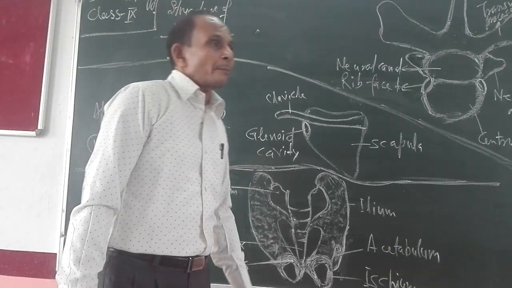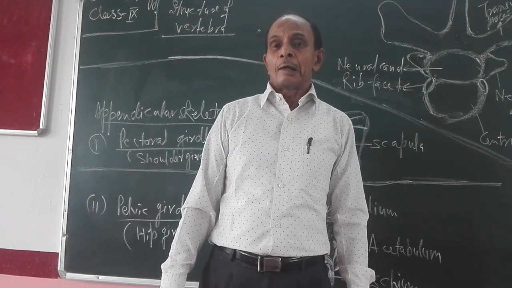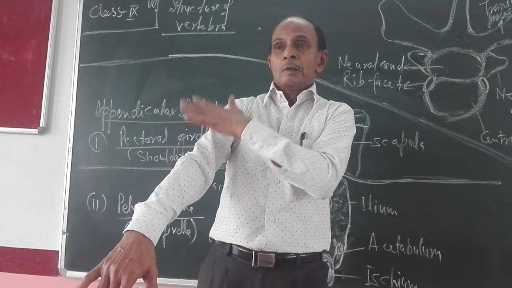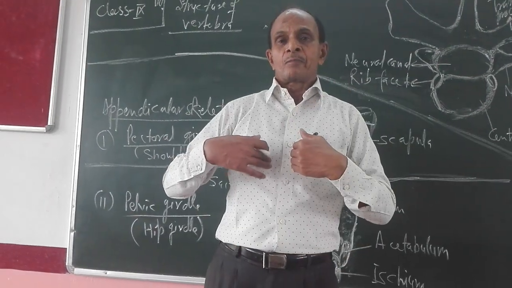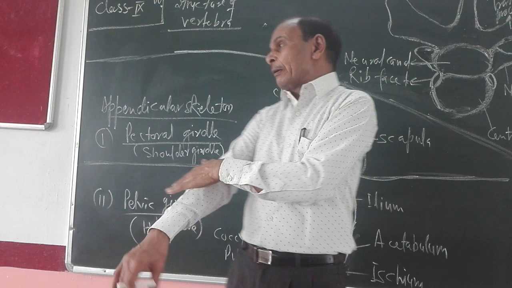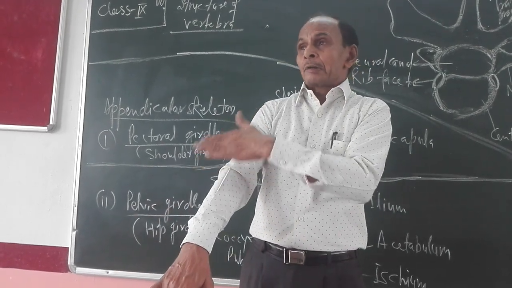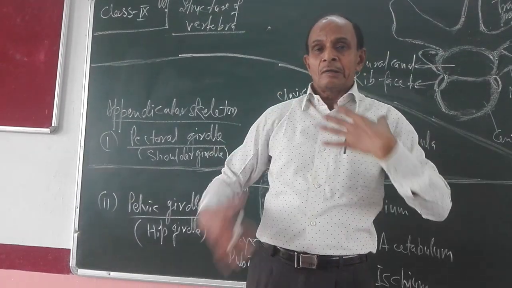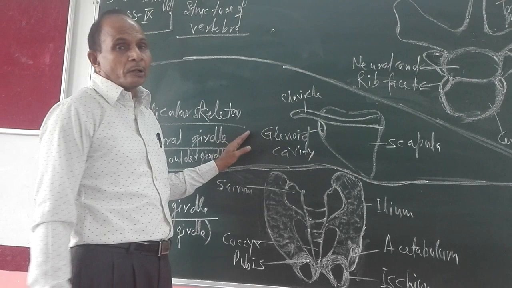What is the importance of the pectoral girdle? What is the function of the pectoral girdle? This pectoral girdle helps in attaching the bones of the forelimbs with our axial skeleton. The bones of the forelimbs come in the appendicular skeleton, and they are connected or joined with the axial skeleton with the help of this scapula, with the help of this pectoral girdle.